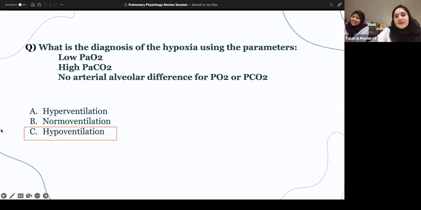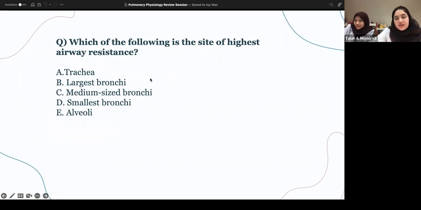Okay, let's go to the next question. Which of the following is the site of highest airway resistance? I remember something like that. A, C, D, E.